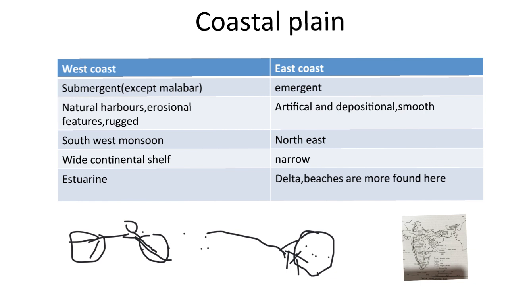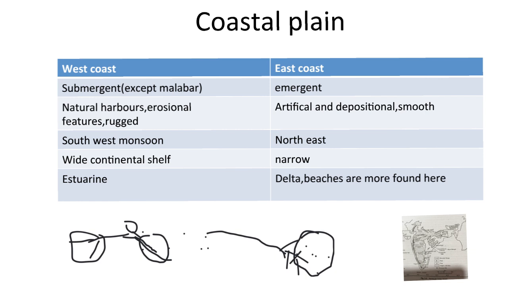Now, why are these continental shelves important? These regions have energy resources: oil, natural gas, and also boulders and gravels for construction purposes. And they have gas hydrates, methane gas hydrates. So continental shelves are of huge importance. We'll see later on when we move into the topics of oceanography. But here you need to understand that the western coastal plains are submergent, so they have natural harbors and wide continental shelves.